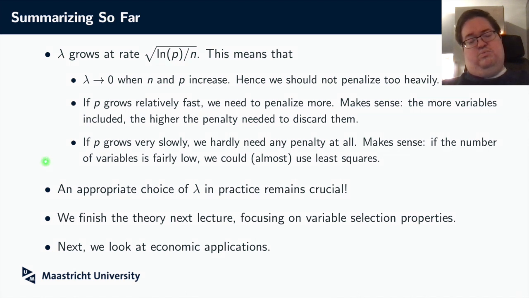So next lecture we'll wrap up the theory. We'll look at the second part of the theory where we focus not on consistency but on variable selection. So how well is the lasso able to select the right variables? Can we give some guarantees about variable selection? And then as a next step we will look at applying the lasso to economic applications.